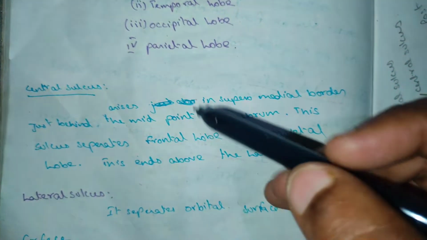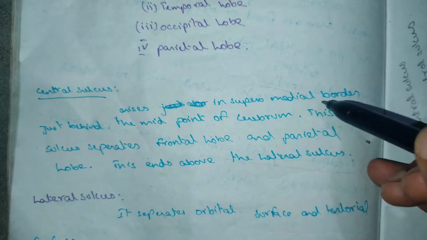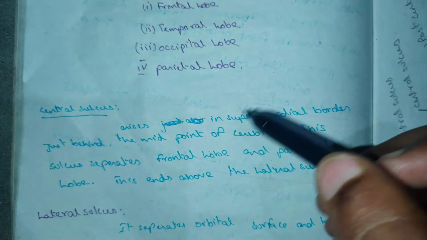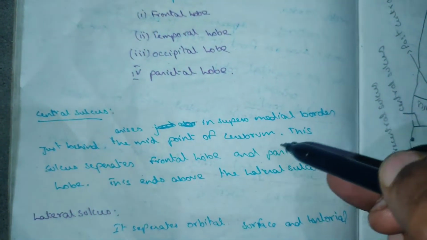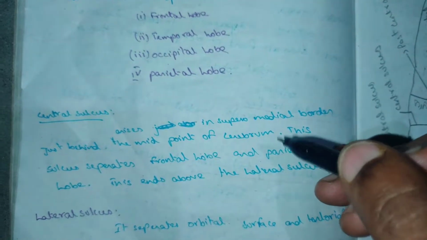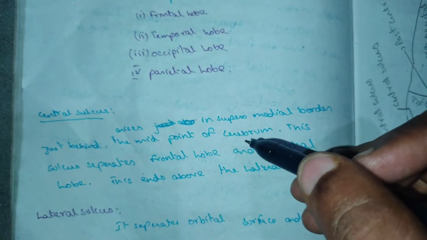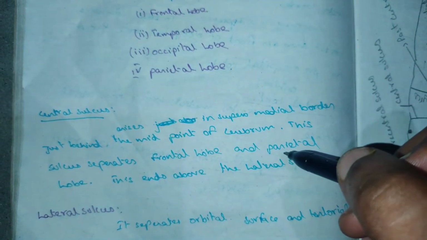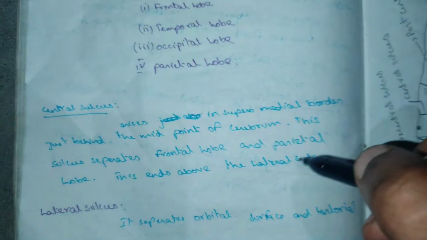The central sulcus arises from the supromedial border just behind the midpoint of the cerebrum, and this sulcus separates the frontal lobe and parietal lobe, and ends above the lateral sulcus.